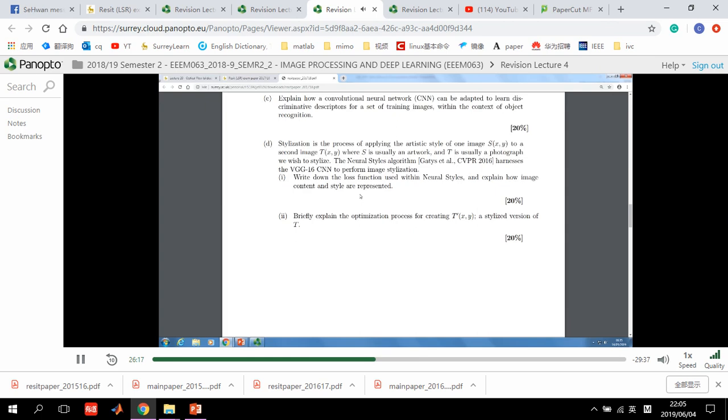Yeah? Briefly explain the optimization process for creating T prime, which is a stylized version of T. So the question is asking, how do we come up with the T prime that minimizes that loss? Okay. Well, the very first thing that we do is we take our T and compute C of T on it and keep it constant. We take our S, our style image, and compute Z of S on it. That's also constant.